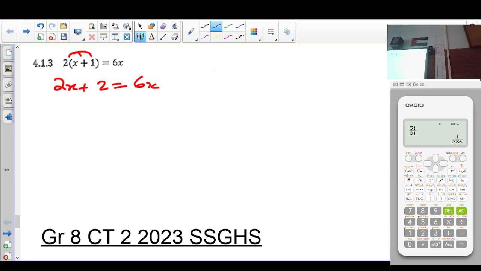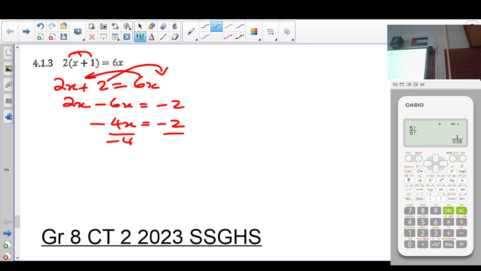Now what do we do? X is one side, numbers are the other side. So it's going to become 2x minus 6x is equal to negative 2. What's 2x minus 6x? Negative 4x is equal to negative 2. How do I get x on its own? Divide by negative 4 both sides. So negative divided by negative, positive. 2 going into 2 once, 2 going into 4. That's all. Okay?